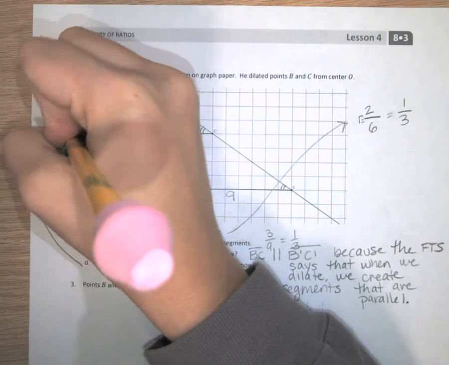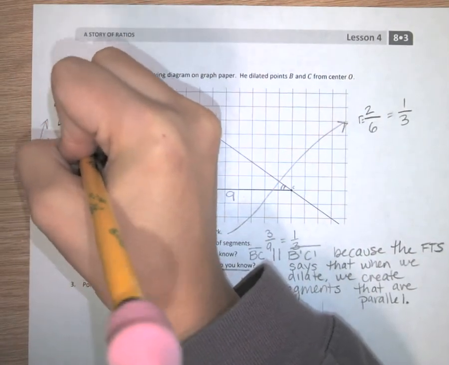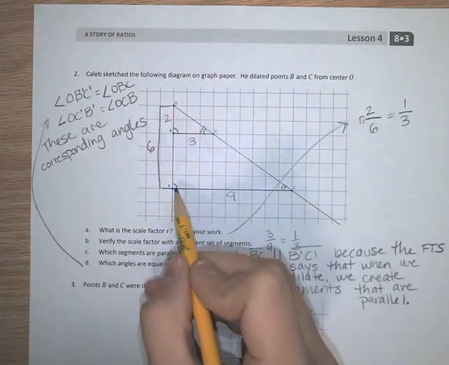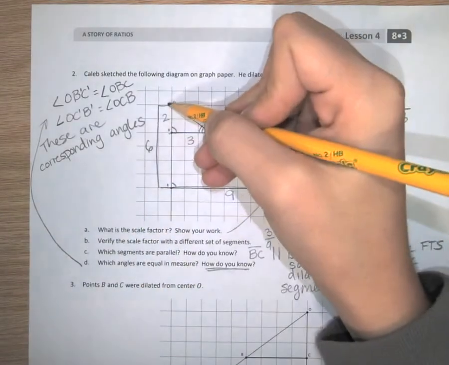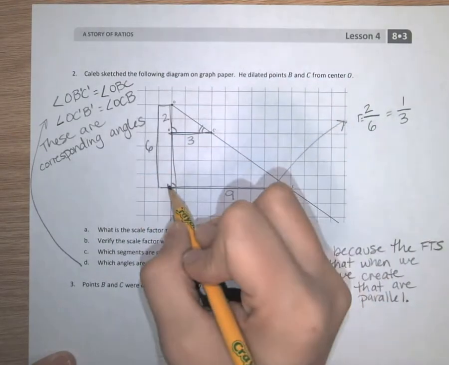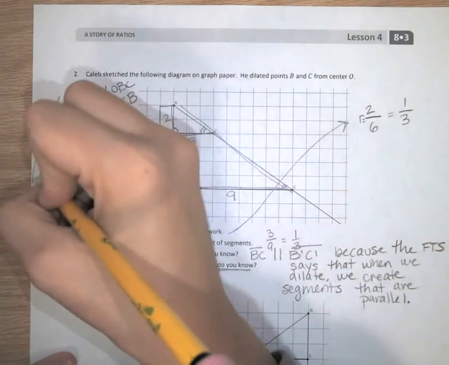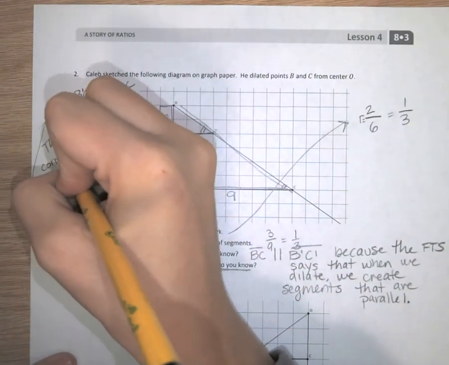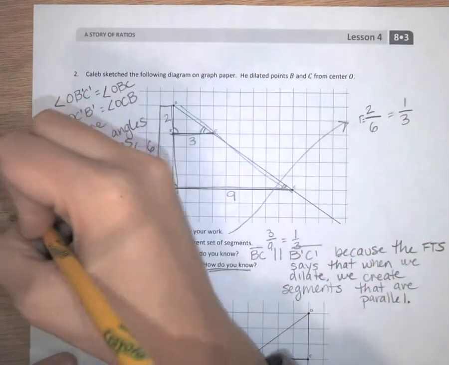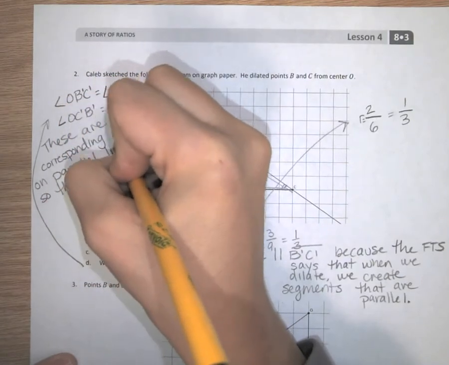These are corresponding angles. Here's a parallel line and a parallel line with a transversal, so those are corresponding, and parallel and parallel with a transversal cutting through as well. So these are corresponding angles on parallel lines. So they must be equal in measure.